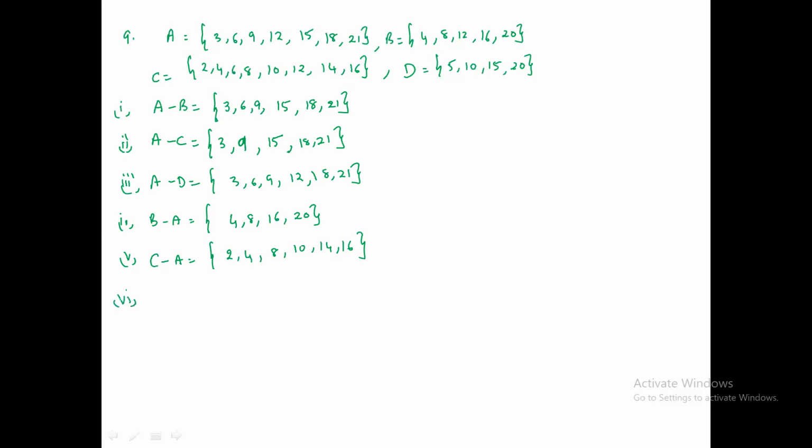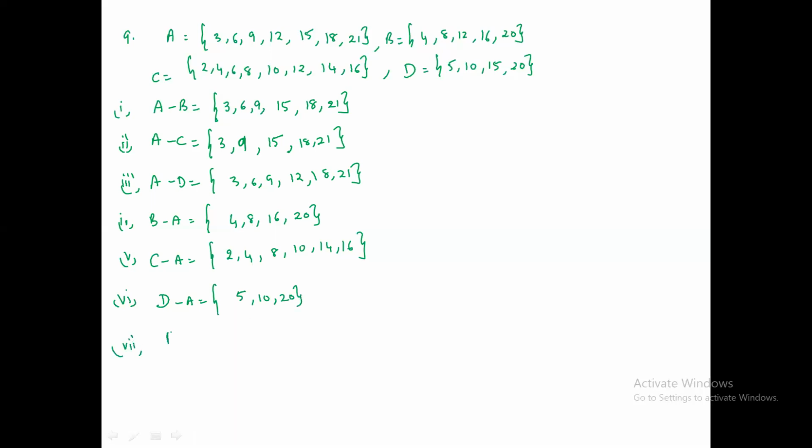Next, sixth. Sixth is D minus A. From D, you have to remove A. 3, 6, 9, 12, 15, 18, 21. 3, 6, 9, 12 you can't remove. But 15 you can remove. Only 15. So left is 5, 10, 20.